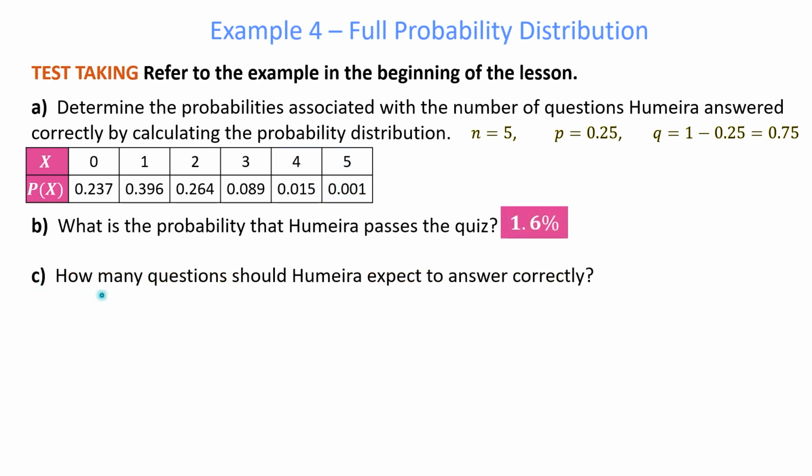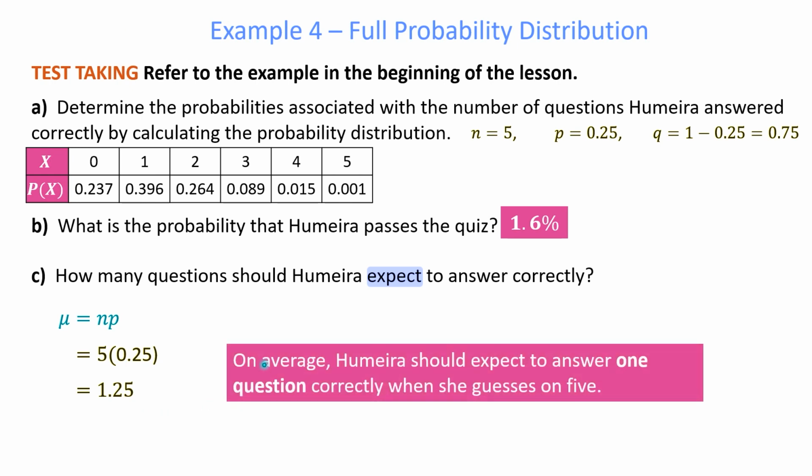Part C. How many questions should Humaira expect to answer correctly? Well, the expected value is the same as the mean value, which we can calculate by multiplying n by p. So n is 5, p is 0.25, and when we multiply them together, we get 1.25. Now, we'll round this answer to the nearest whole number, so that our answer to this question makes sense. So when we round this to the nearest whole number, we get 1. So on average, Humaira should expect to answer 1 question correctly when she guesses on 5.